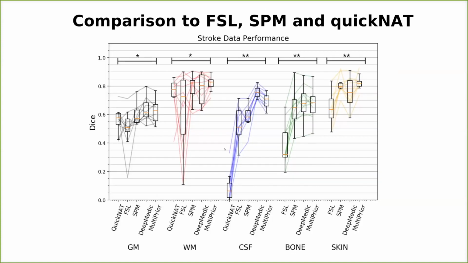Also, we compared this using other current automatic tools like FSL, SPM, and QuickNAT, which is another convolutional neural network for doing tissue segmentation. We see this for all different tissue types. On healthy tissue types where there are no deviations, such as gray matter, white matter, bone and skin, performance is usually good with SPM, for example. But wherever there are lesions that are filled with CSF, these models fail to recognize them.